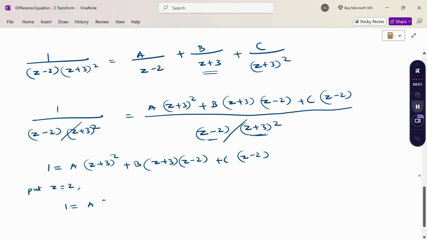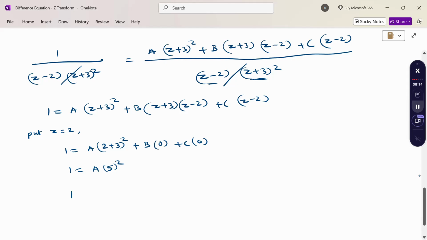Therefore a(2+3)² + b·0 + c·0. Now this is 1 = a·5². So 5² is nothing but 25. So 1 = 25a, a = 1/25.